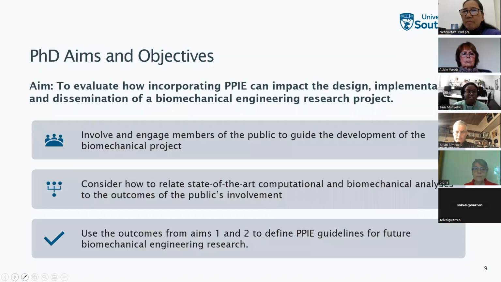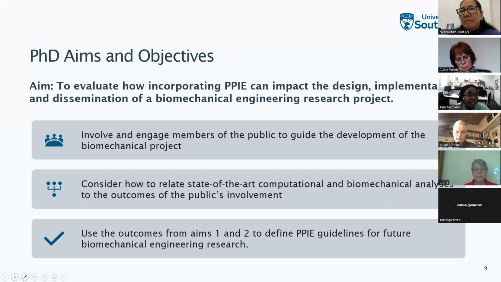So the actual PhD talked a lot about engineering in general, how we need more PPI, but then also the focus of the project, which is the computational model. The aim overall is to evaluate how we can incorporate patient and public involvement and engagement, and how that impacts the design, implementation, as well as dissemination of a biomechanical engineering research project.